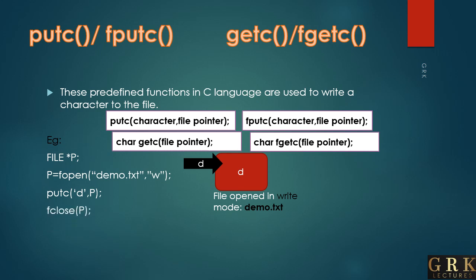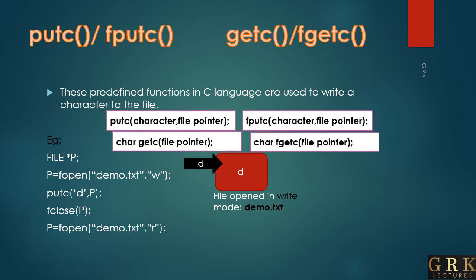Once writing is over, the file should be closed using the fclose function. While closing the file, we have to use the pointer which is pointing to that particular file. After closing, now I want to read the same character from the file, so I am opening that file in read mode.